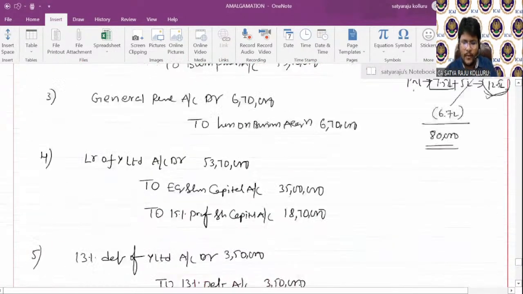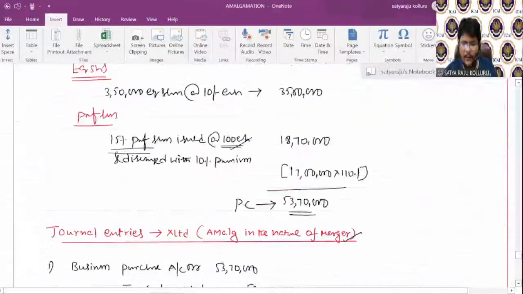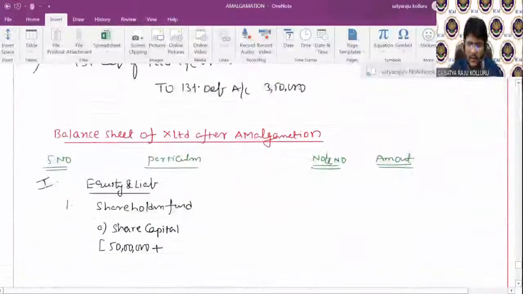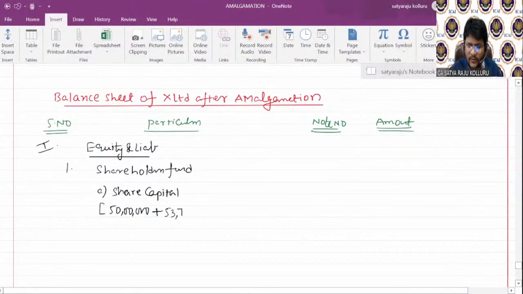Now, in the form of purchase consideration, we are issuing how much? 53 lakh 70,000. Do you agree? All are at face value only, right? So that's why you can add that here, 53 lakh 70,000. Actually, which contains equity share capital and preference share capital, both need to be added. But I combined them just for the time being. So the total is 103 lakh 70,000. Am I right? The total is 103 lakh 70,000.